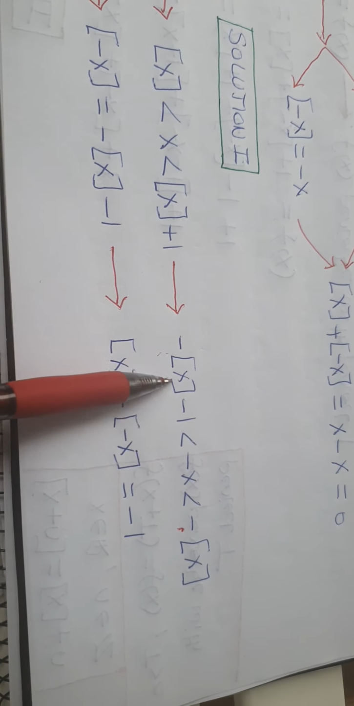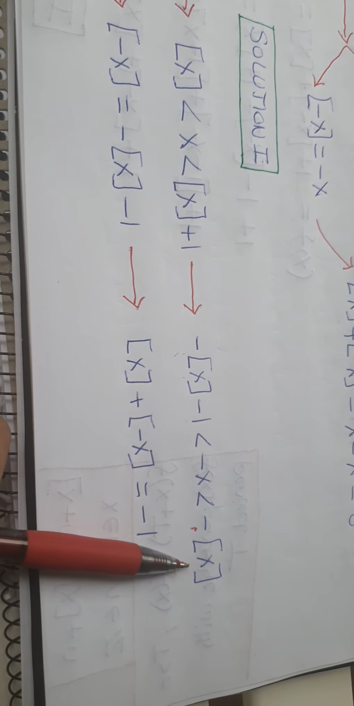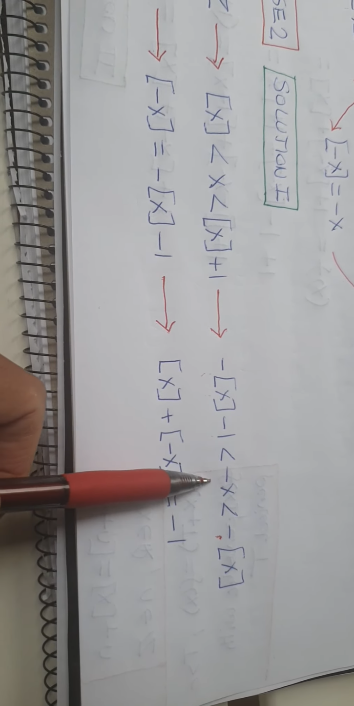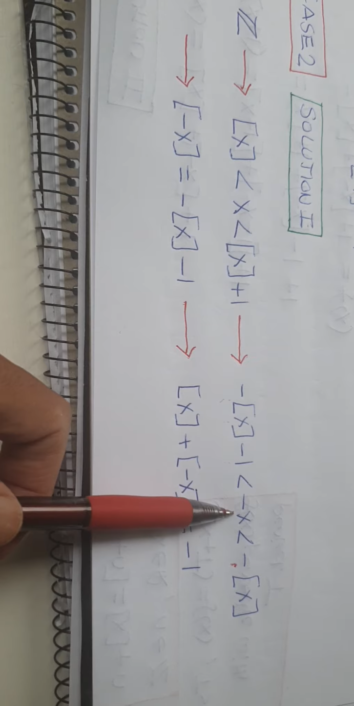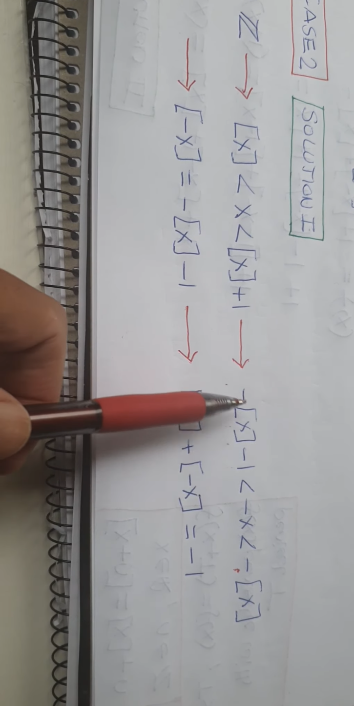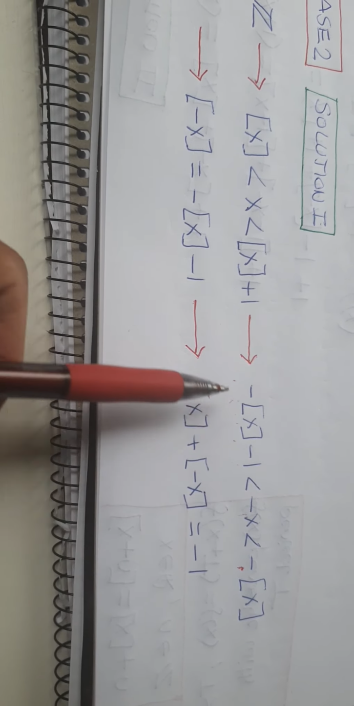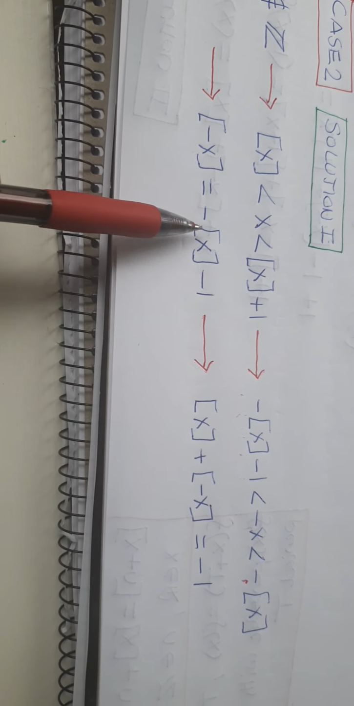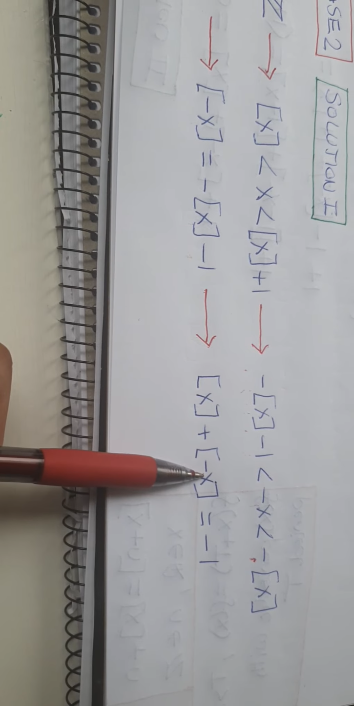So minus the integer part of x minus 1, strictly less than minus x, strictly less than minus the integer part of x. But this is, according to the definition, the exact definition of the integer part of minus x, because take a look here, minus the integer part of x minus 1 is the greatest integer less than or equal to minus x. So according to the definition, the integer part of minus x would be exactly minus the integer part of x minus 1. And by moving this term to the left hand side, we get what we want. So this was solution 1.